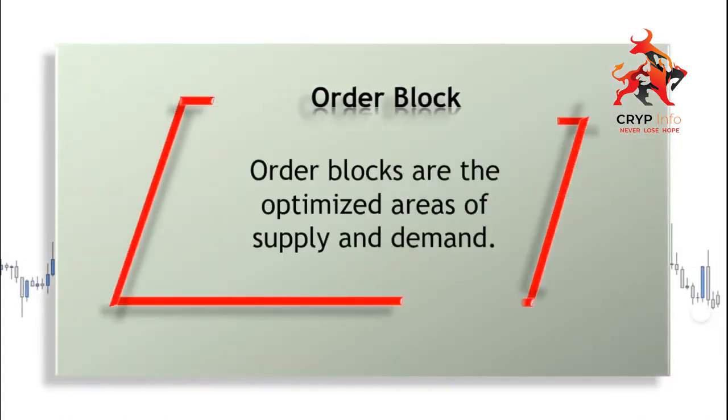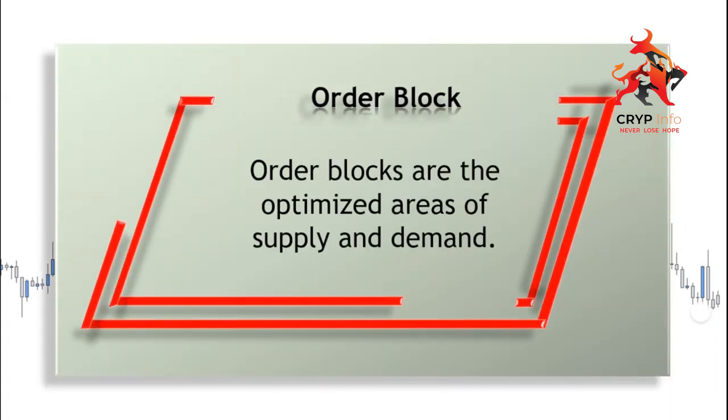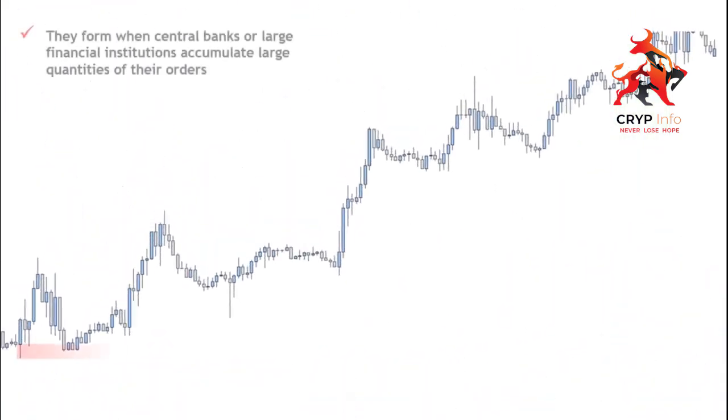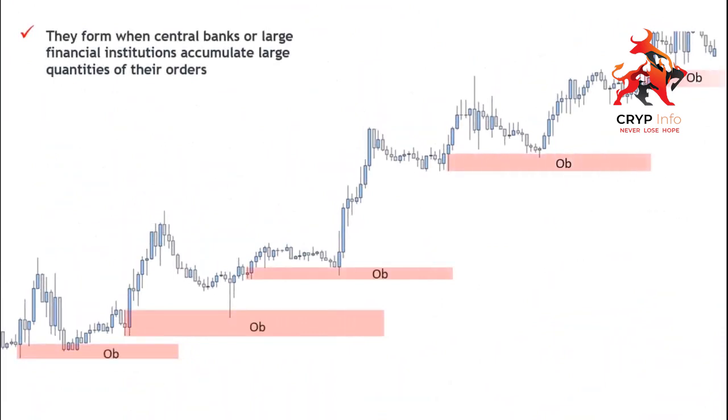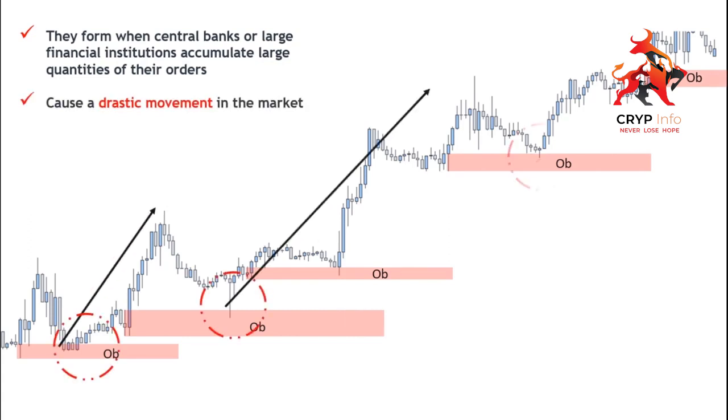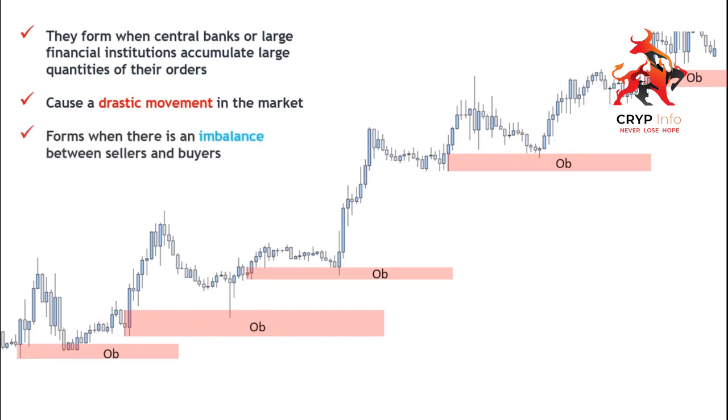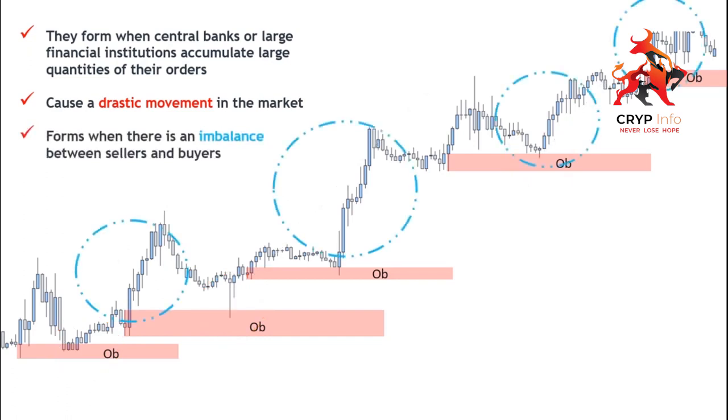The first principle is order block. Order blocks are the optimized areas of supply and demand, and they form when central banks or large financial institutions accumulate large quantities of their orders in a small area, which can cause a drastic movement in the market. In other words, they form when there is an imbalance between sellers and buyers.